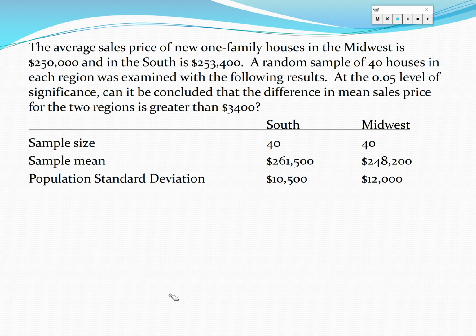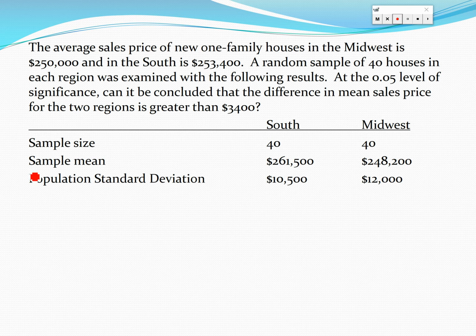All right, let's take a look at another example of this. This time, though, if we take a read through, you have the average sales price of new one-family houses in the Midwest, roughly $250,000. In the South is $253,400. A random sample of 40 houses in each region was examined with the following results. 0.05 level of significance. Can it be concluded that the difference in mean sales price for the two regions is greater than $3,400?